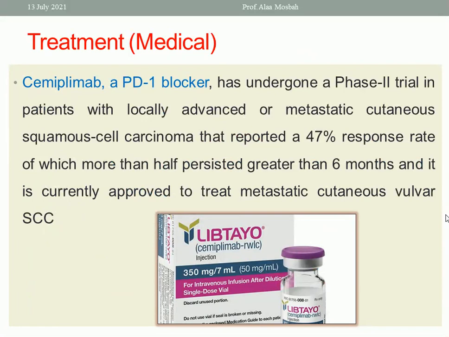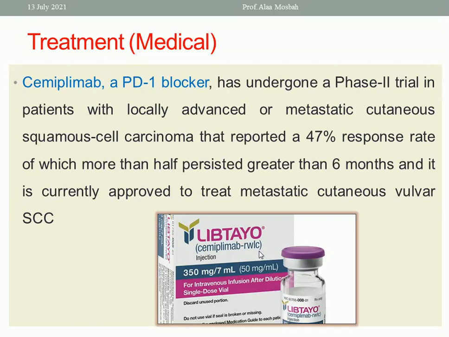Another line of treatment is cemiplimab, a PD-1 blocker, which has undergone a phase 2 trial in patients with locally advanced or metastatic cutaneous squamous cell carcinoma. That trial reported a 47% response rate, of which more than half persisted greater than 6 months, and it is currently approved to treat metastatic cutaneous vulvar squamous cell carcinoma.